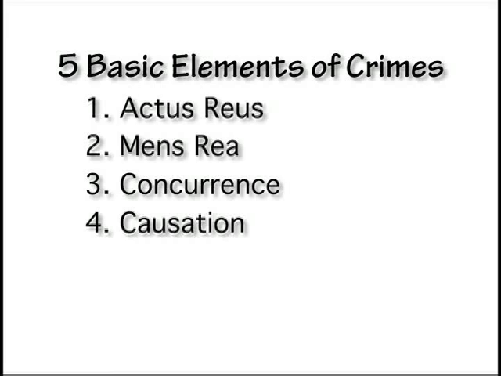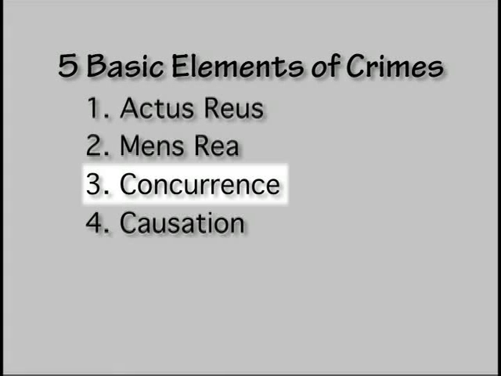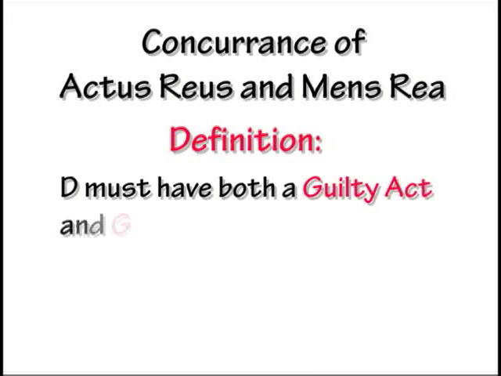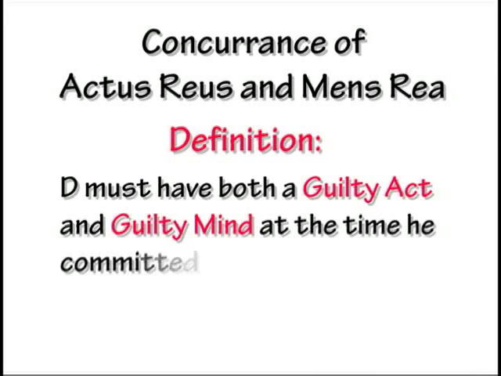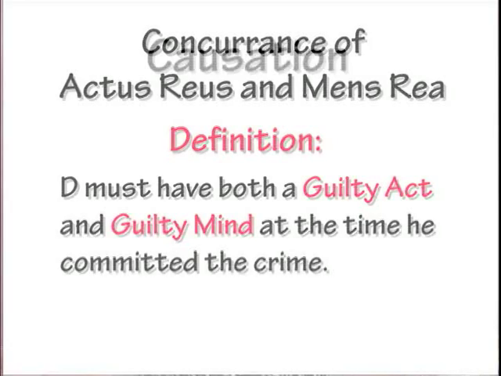The next element that the prosecution must prove, number 3, is a concurrence of both actus reus and mens rea. The definition of concurrence is very simple: the defendant must have both a guilty act and a guilty mind at the same time the crime is committed. That's all concurrence is.